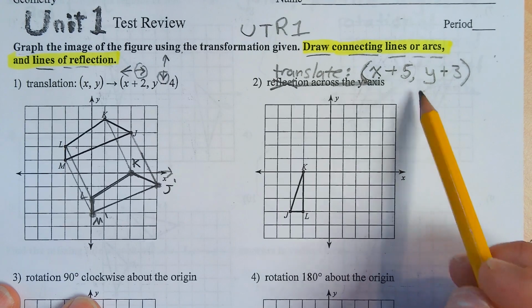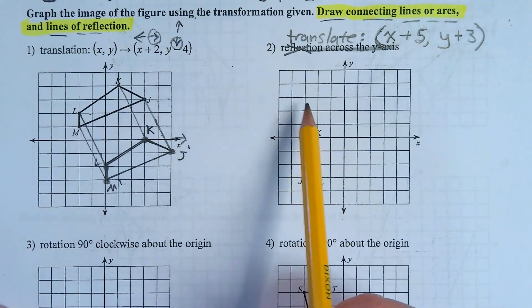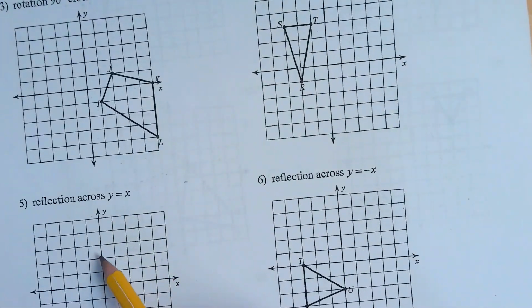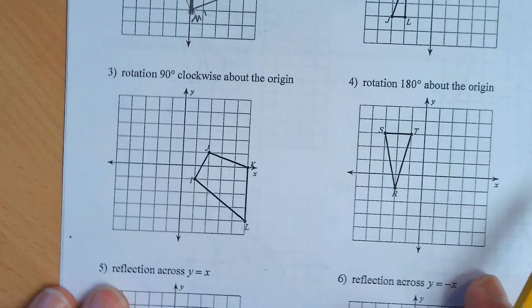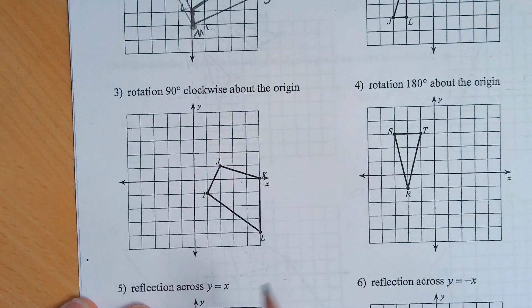Change this to a translation, x plus 5, y plus 3. Because I do a translation, you do a translation. I do a rotation, you do a rotation. I do a reflection, you do a reflection. Let's do the rotation now. Rotate 90 degrees clockwise about the origin.